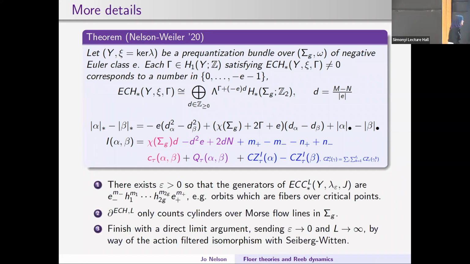But anyways, okay. Oh yeah, and the other thing that I neglected to say previously was that when we were doing this, ECH counts correspond to cylinders, this is only true up to some action threshold level. And so then you want to actually compute all of ECH instead of ECH up to some action threshold. And in order to do that, you need to use the fact that there's an isomorphism between Seiberg-Witten Floer homology and ECH, but action filtered. And that allows you to take direct limits so that you can send epsilon to 0 and L to infinity and actually recover all of the ECH.